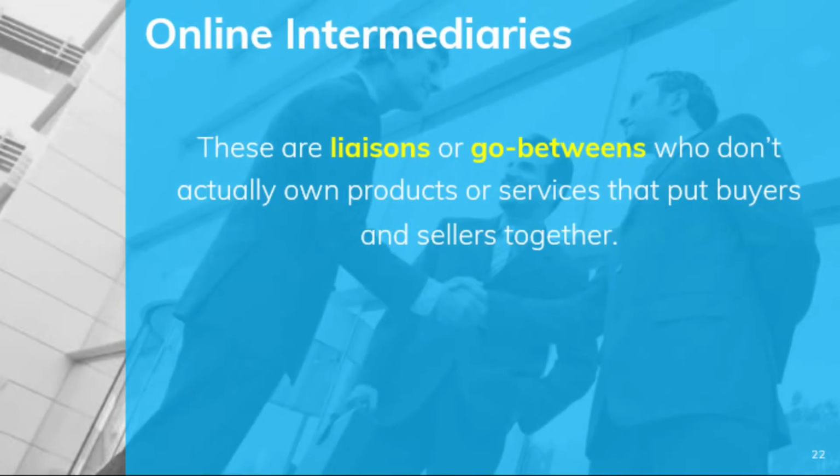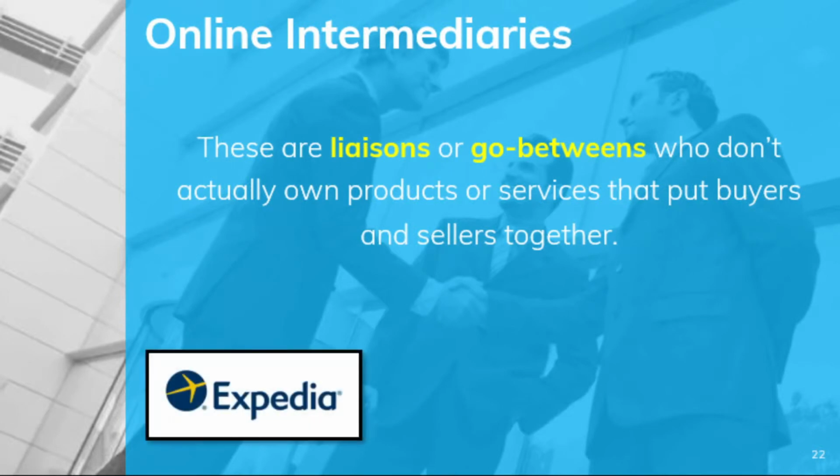Okay, let me give you some examples of this. We have Expedia. What is Expedia? Have you heard of this? Expedia is an online travel shopping company, right? So if you want to go traveling here in the Philippines or abroad someday when COVID is gone, Expedia is a good place to find your next destination. Again, these are go-betweens.